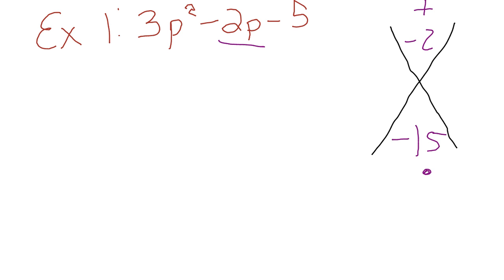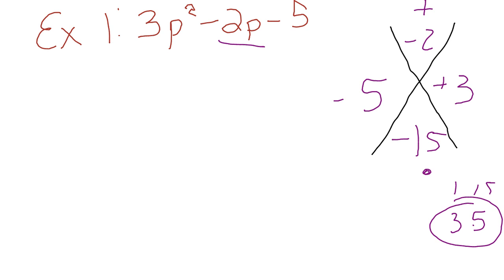Since my product is negative, I'm going to have one negative number and one positive number. My factors of 15 are either 1 and 15 or 3 and 5. Since one of these has to be negative, I know that my factors are going to be 3 and negative 5.